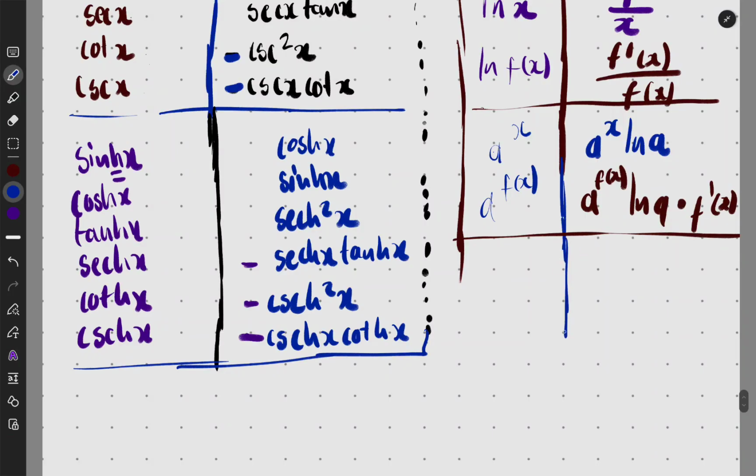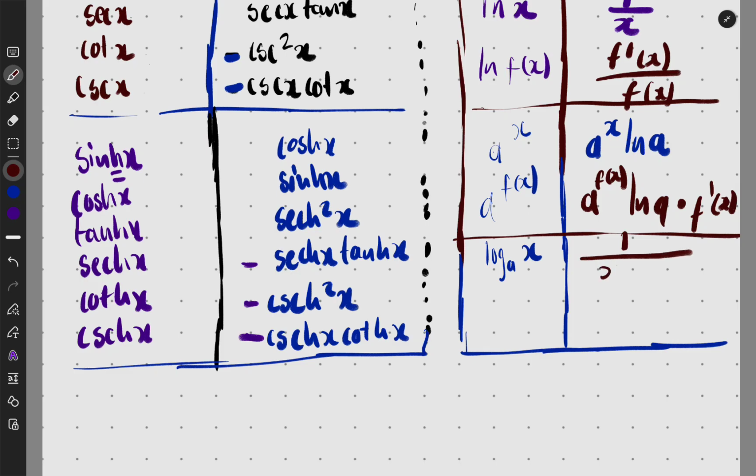Then now we have the very last one. Wow, you have worked so hard, and that is log base a of x. How do you do it? This is just going to be like log base 2 of x. This is going to be 1 over x ln a. The ln is of the number, yes. Then the x will just come in front. So it's 1 over x ln a.